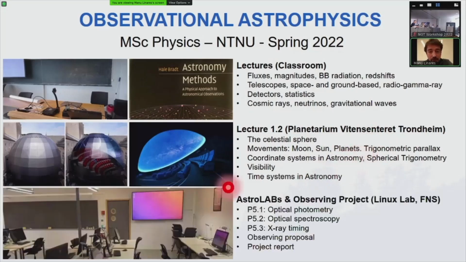And then the third part is in a different room. This is our Linux lab with about 40 to 50 Linux computers. There we installed several suites of astronomical software for the students to work on the data analysis. These are the lab sessions that they did this year: optical photometry, optical spectroscopy, and then X-ray timing. And there is another one on X-ray imaging that is in the making, probably for following years.